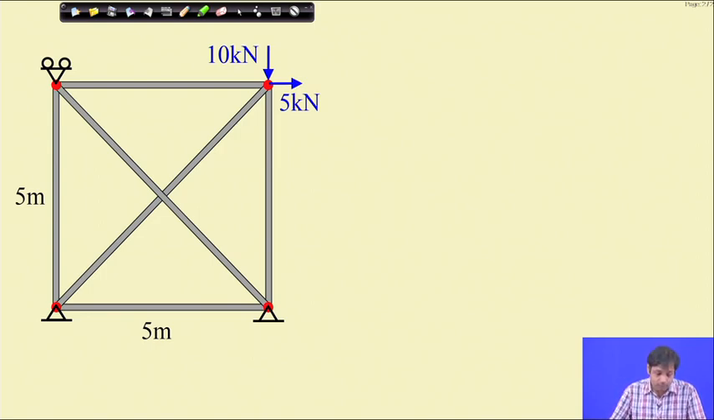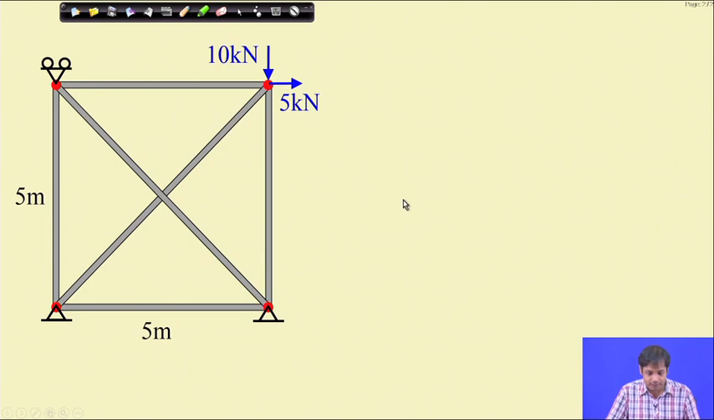Now, please note that this member and these two diagonal members are not connected with each other in the middle; there is no connection there. So it has only these four joints. Now let us try to analyze this structure through the matrix method of structural analysis.